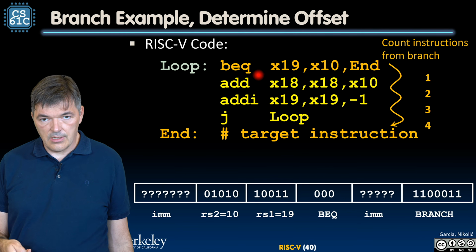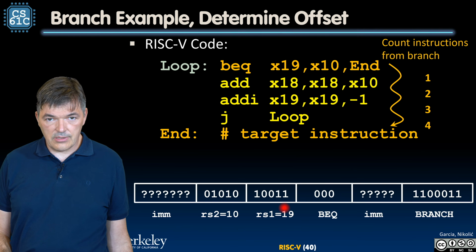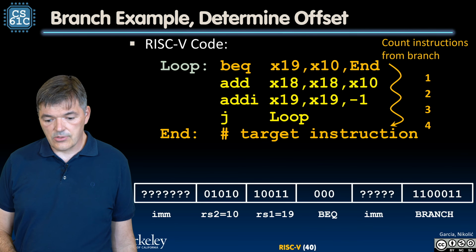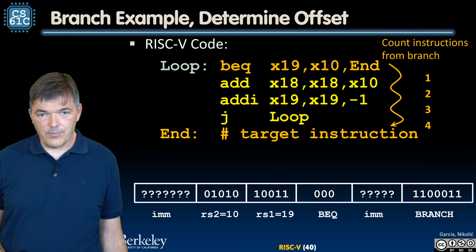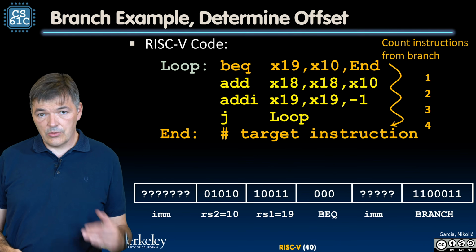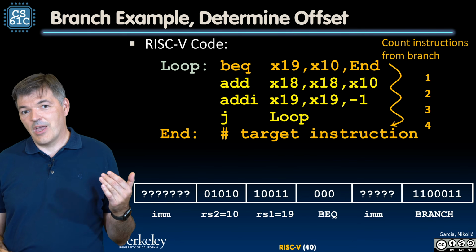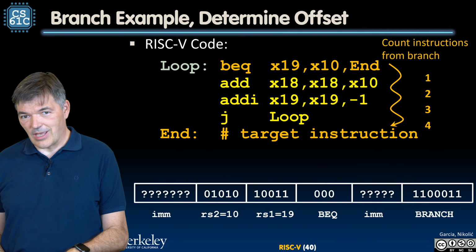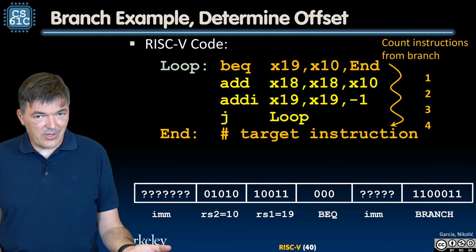RS1 is x19, so we are going to have a binary value of 19 in the field that specifies rs1, and then we are going to have the binary value for 10 in the field that specifies rs2. So the last thing that we need to do is to figure out how this immediate gets placed in there. We do want to specify an immediate of 16 bytes, or actually what will turn out to be 8 byte pairs, right? Remember, I don't need to keep that least significant bit. So 16 bytes is the same as 8 byte pairs, right?